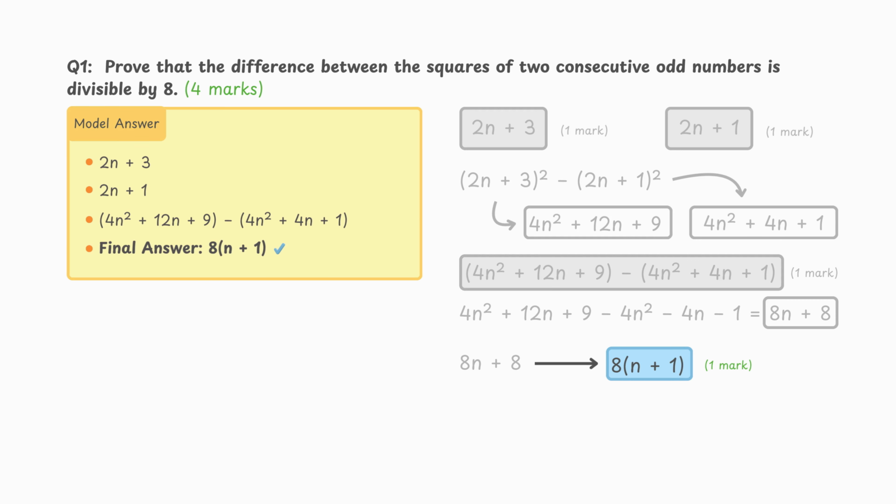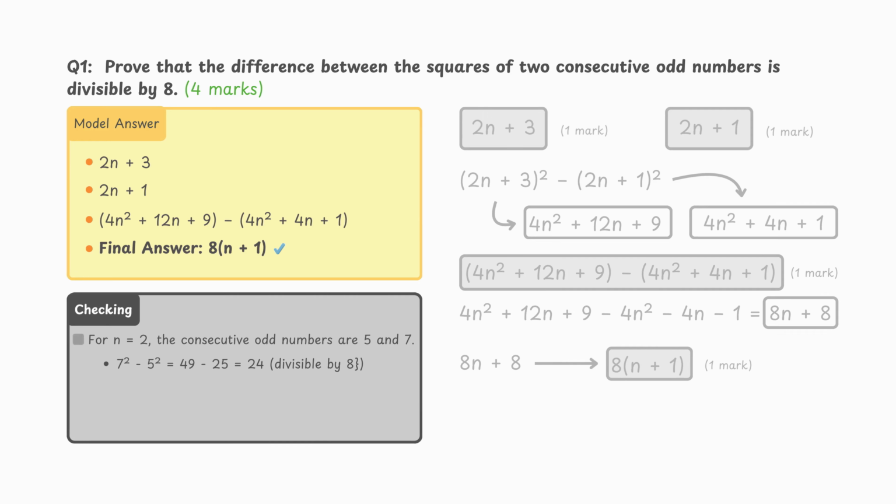Now step 4, conclude the proof. We have shown that the difference between the squares is equal to 8 multiplied by (n plus 1). This means the result is always a multiple of 8. And if something is a multiple of 8, it is divisible by 8. So we have proven the statement. This earns the final mark.